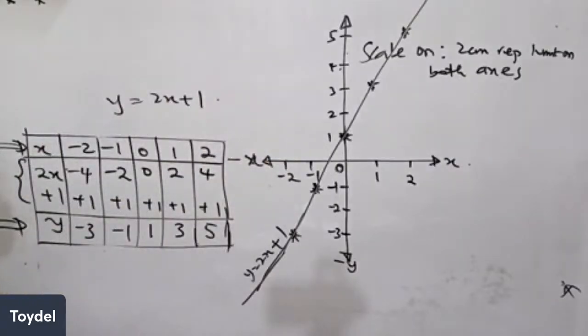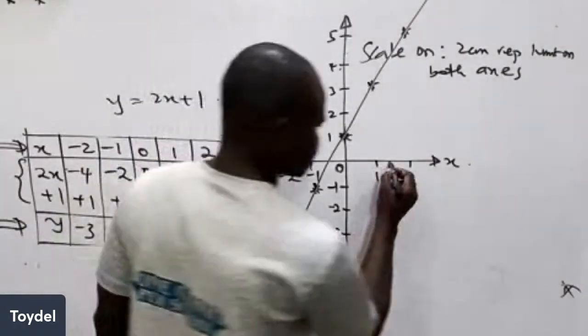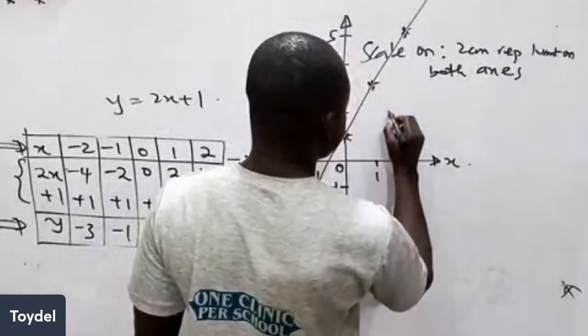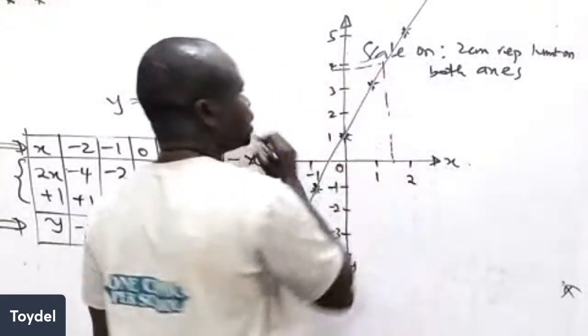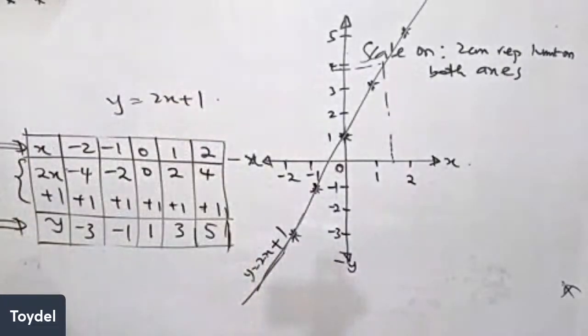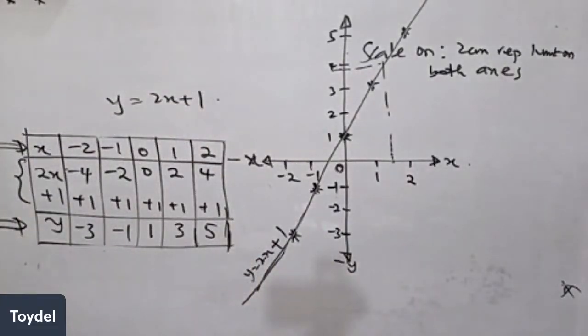They can ask you to find the value of y when x is equal to 3, or when x is equal to 1.5. Just place it in the equation and tell us the value of y there. So from the graph, you use the graph to solve the problem.